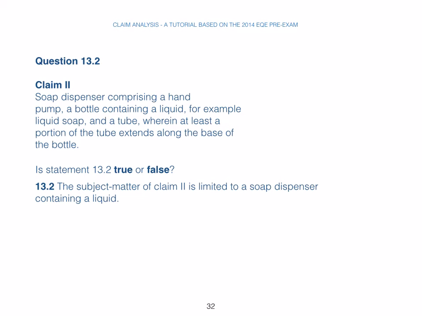13.2, we have the same Claim 2, and now we have to decide whether the subject matter of Claim 2 is limited to a soap dispenser containing a liquid. So the claim says the bottle contains a liquid, for example, liquid soap. That does not limit the claim. But the question is, is the claim limited to a soap dispenser containing a liquid, or would it also cover a dispenser without a liquid? What do you decide? Make up your mind. The statement is true or false, and we will go to the next question.